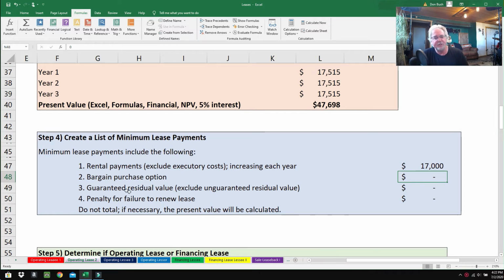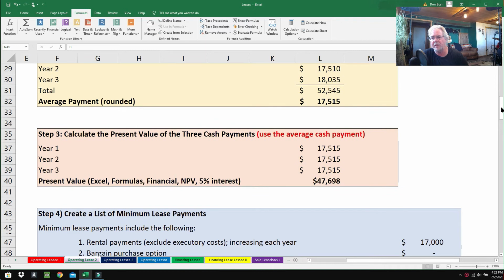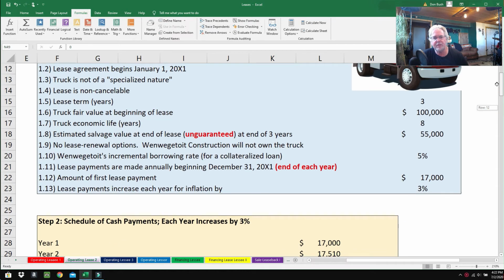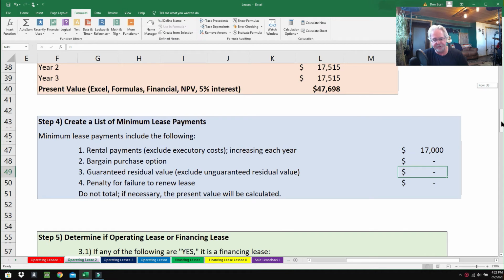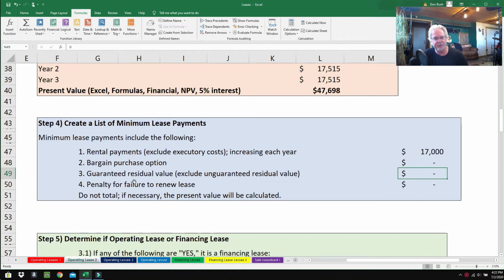Guaranteed residual value. Now it says guaranteed residual value, exclude unguaranteed. Now, if you recall, up in the information here, the residual value is unguaranteed. That's why I put it in red here, unguaranteed. So if it's unguaranteed, we do not include it. We only include guaranteed residual value. Penalty for failure to renew lease. Well, they're not going to renew the lease, and there's no penalty for failure to renew the lease.